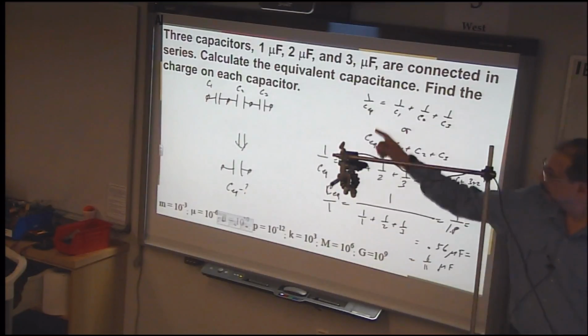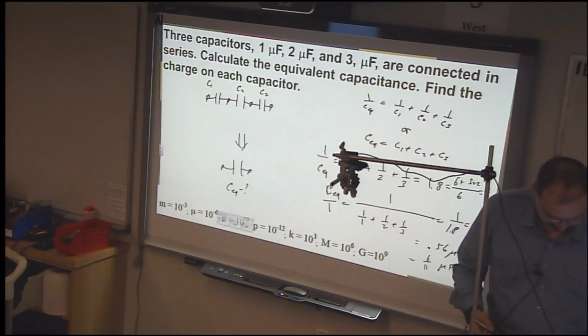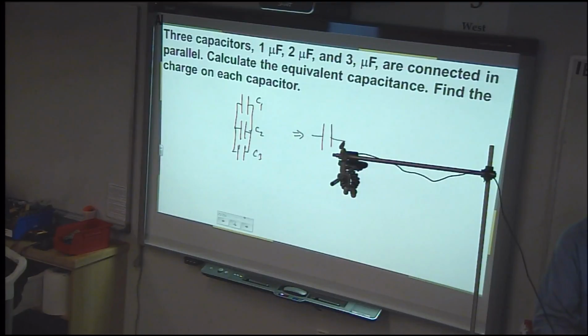So it's all about reading the right word and choosing the right equation, which corresponds to that word. In parallel, that's supposed to be a really, really quick calculation. C1, C2, C3 should be replaced with one capacitor, which should have an equivalent capacitance of C1 plus C2 plus C3, 6 microfarads.